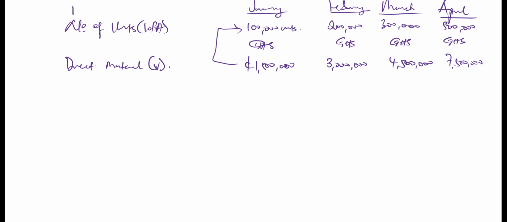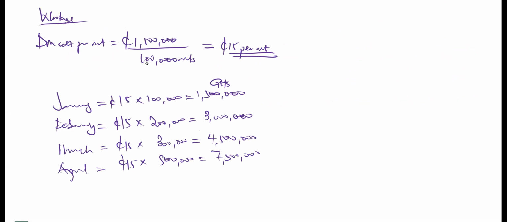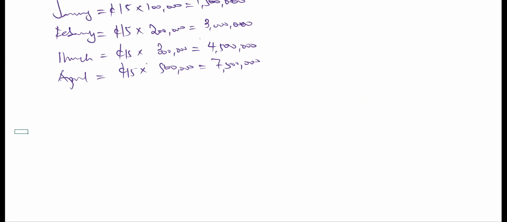Okay, with that being said, which one is next in line? Direct labor. Direct labor is variable, and we know variable cost per unit is constant. So what's the direct labor cost? We have to work it together.